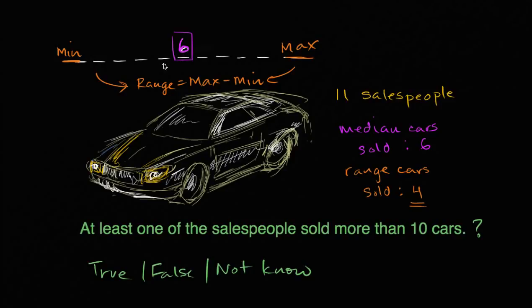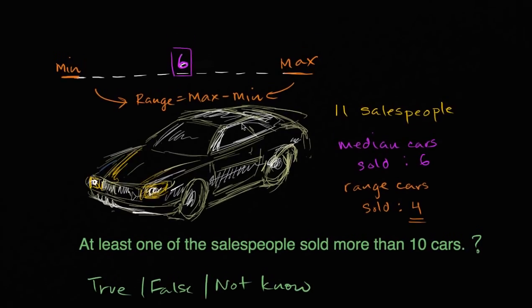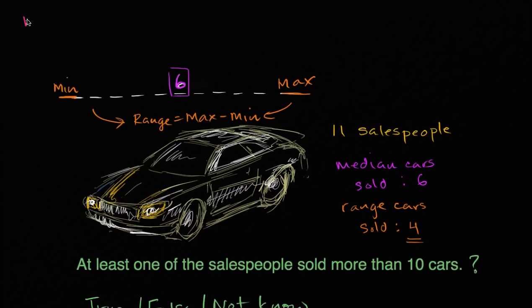So if we assume, and we're trying to find a world where someone sold more than 10 cars, if someone sold 6 cars, is there a way with a range of 4 that someone sold more than 10? Well, let's just think about it. Let's just assume that the min is 6. We don't know that the min is 6, but let's just try it out. If the minimum is 6, what's the maximum going to be?